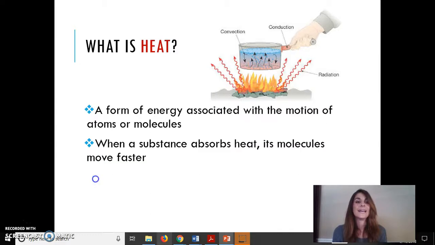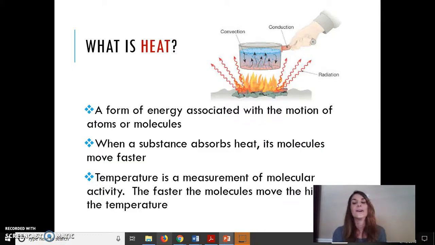So here comes the science aspect of cooking. Let's look at what heat actually is, okay? Once again, this might be something that you remember from maybe fourth grade science class. So what is heat? It's a form of energy associated with the motion of atoms or molecules. That's basically what we're looking at. Now we have three different ways that we can conduct heat: convection, conduction, and radiation, and we will look at the definition of each of those.